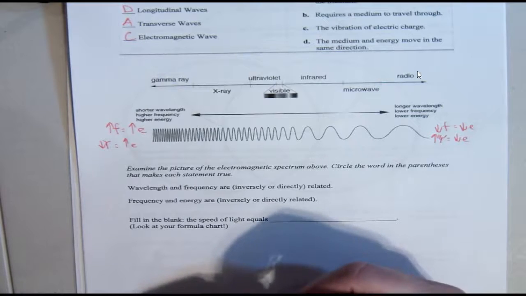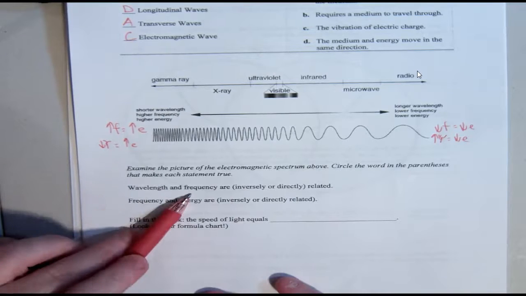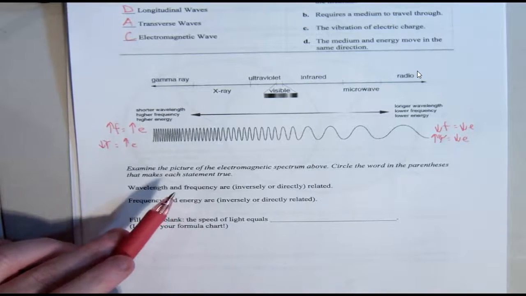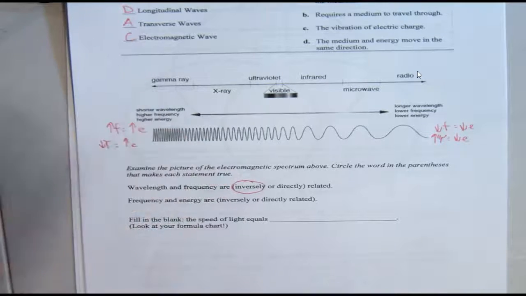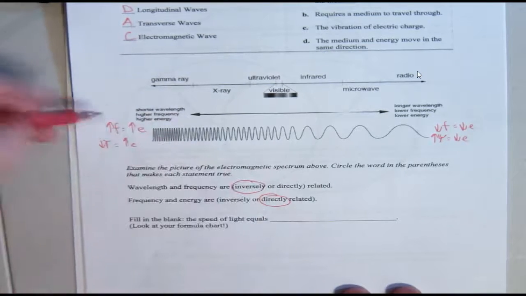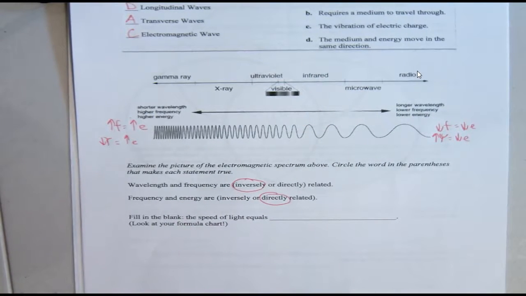All right, so let's look at the bottom. Wavelength and frequency are directly or indirectly related? Wavelength and frequency are inversely, I guess I said it backwards. They're inversely related. And frequency and energy are directly related. In other words, high frequency, high energy; low frequency, low energy. So hopefully you guys get that.